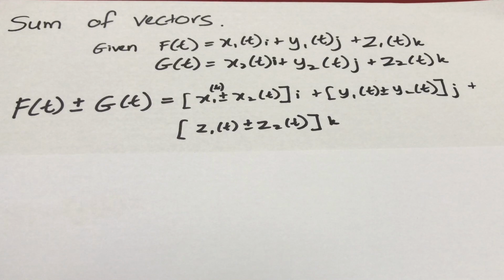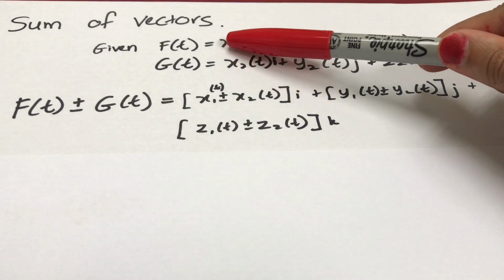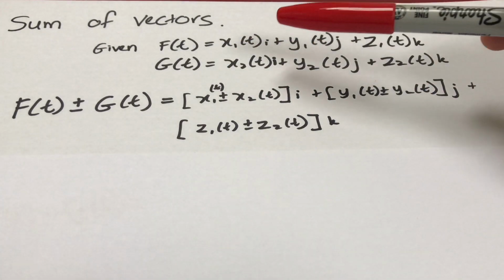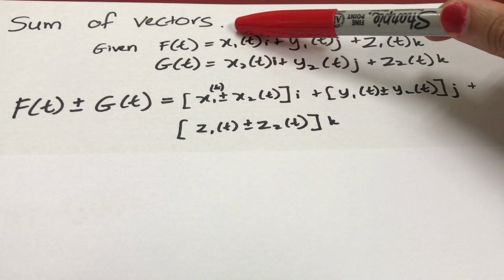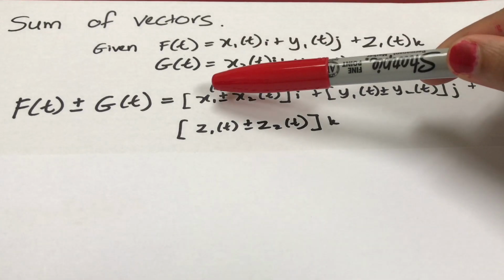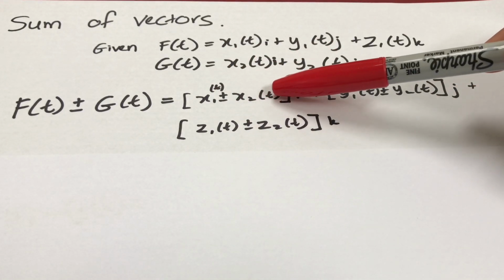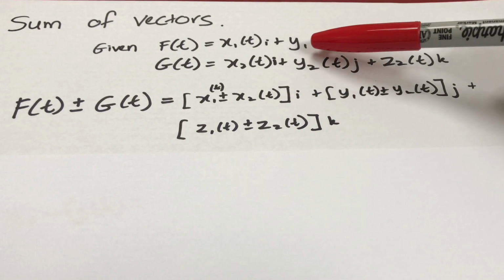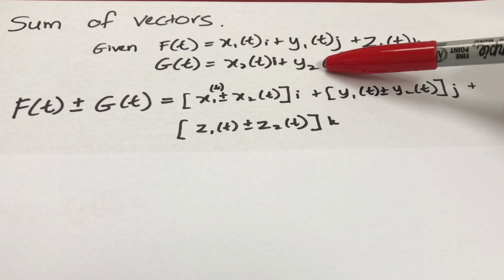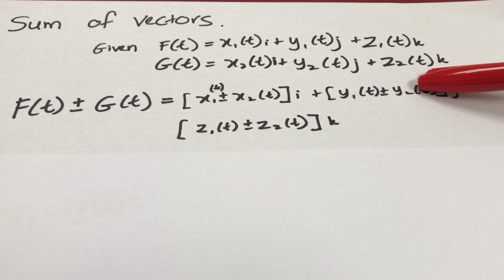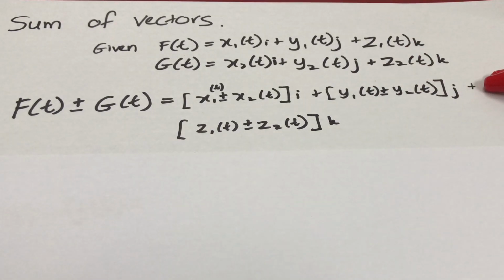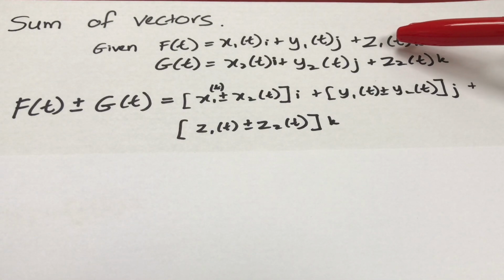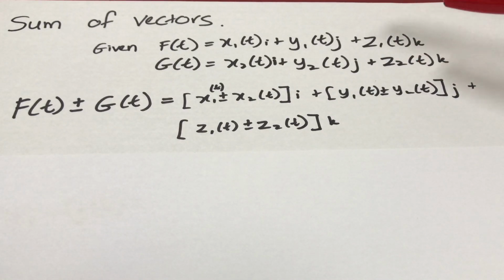The sum of vector valued functions is easy. We simply add up the components of the same group together. Well, if we have two vectors f of t and g of t here, we would be summing up the components of i together, so we get x1 t plus x2 t i, and the components of j together, y1 t plus y2 t j, plus the last component z1 t plus z2 t k.